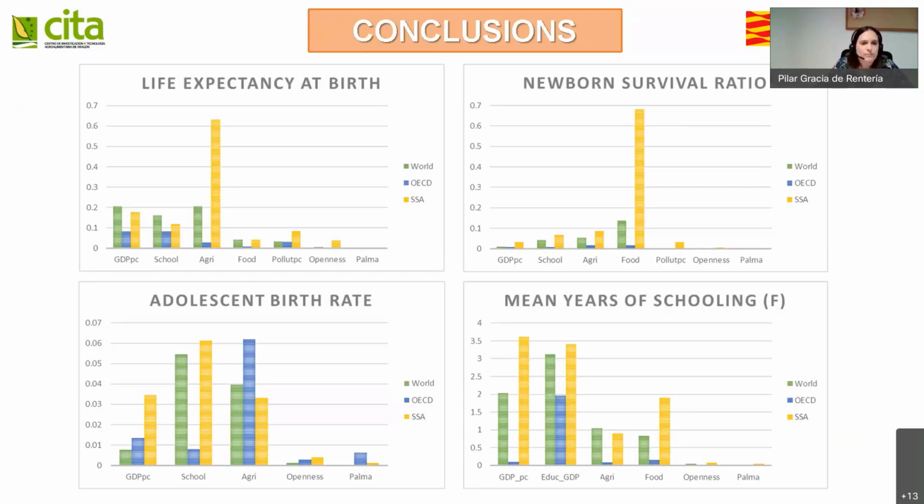However, we also conclude that the impact of pollution, trade openness, and inequality is weaker. And in most cases, we observe that these elasticities are not statistically significant.